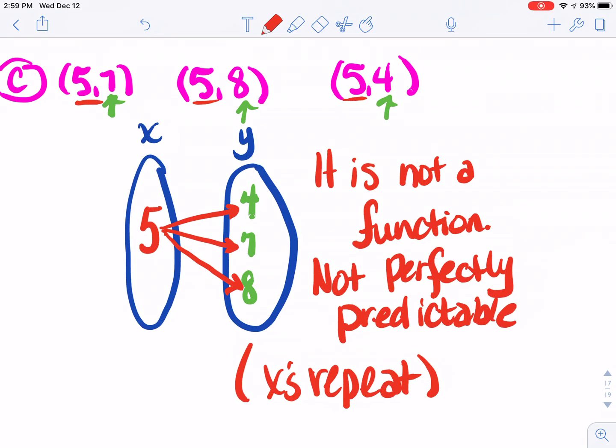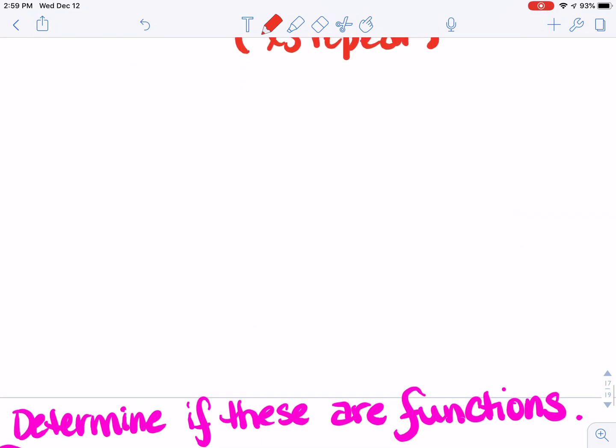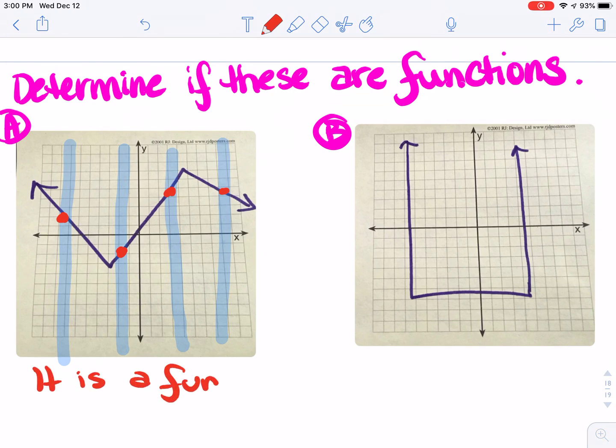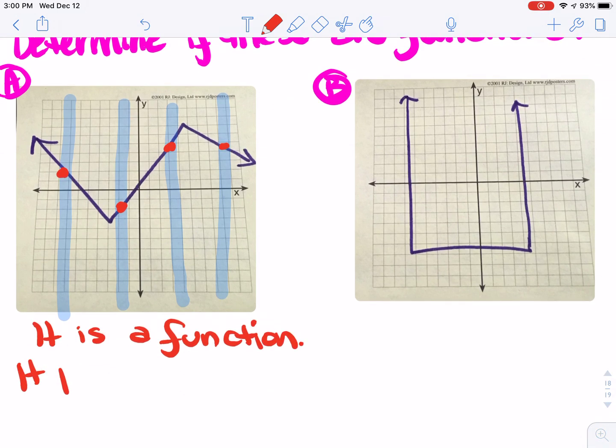Okay, now the last one I want to look at is a little bit more over the vertical line test. So here are two graphs that I have, and I want to determine if they're functions. If they're functions, I should be able to take my highlighter and draw a straight line, and no matter where I draw it, it should only hit once. On this first one, no matter where I would draw it, I can see it only hits one time. So this, it is a function, and as far as the reason, we could say it passes the vertical line test.